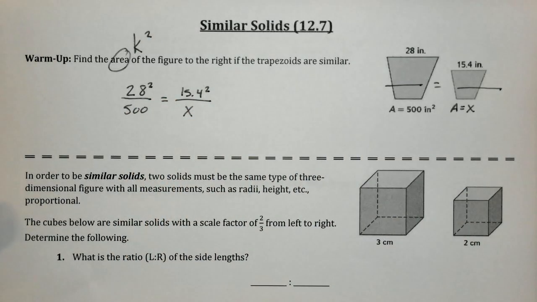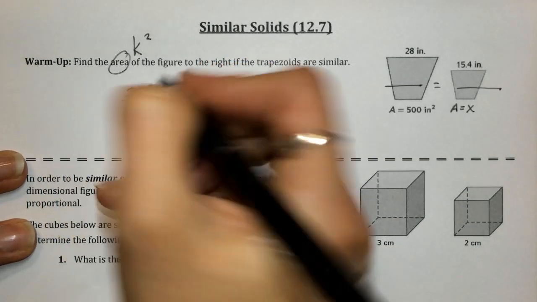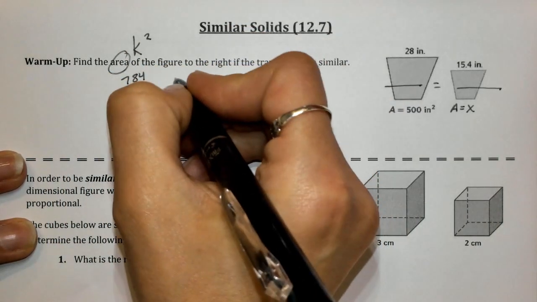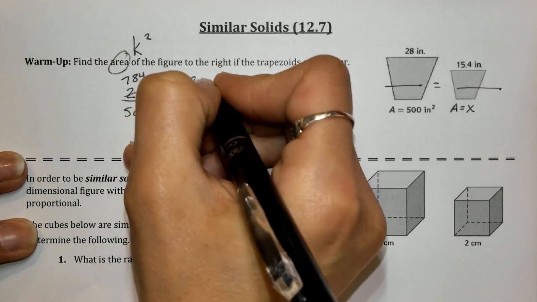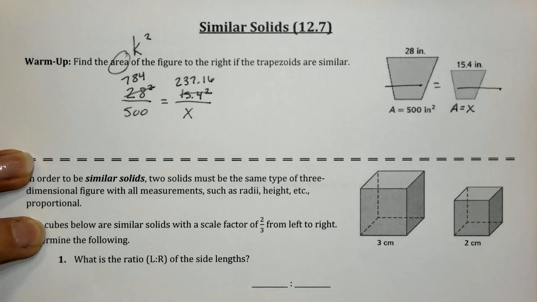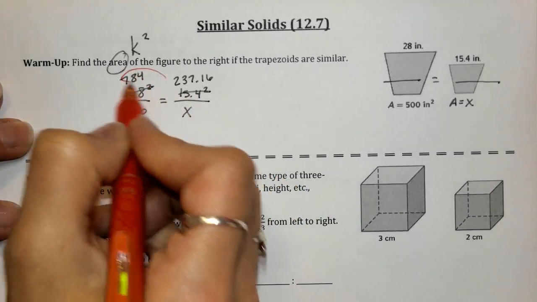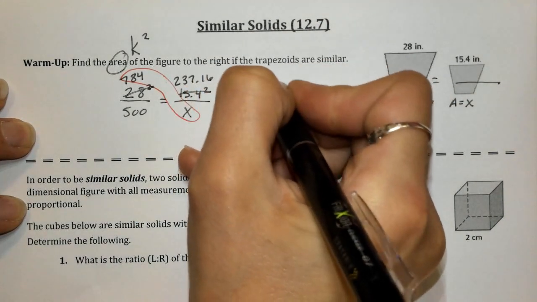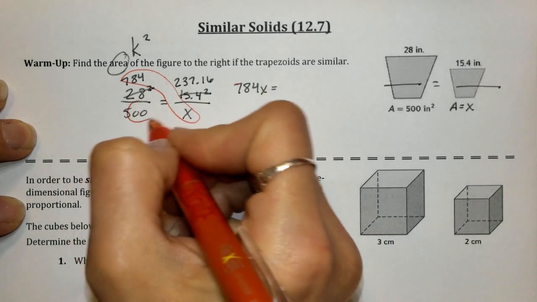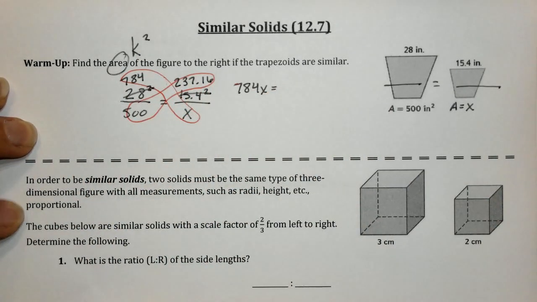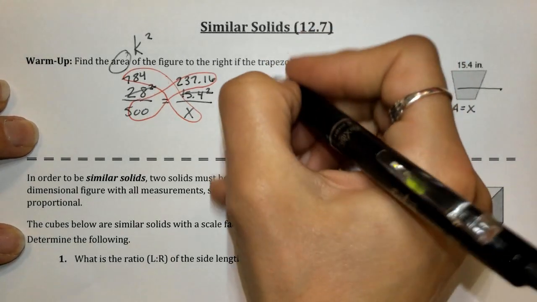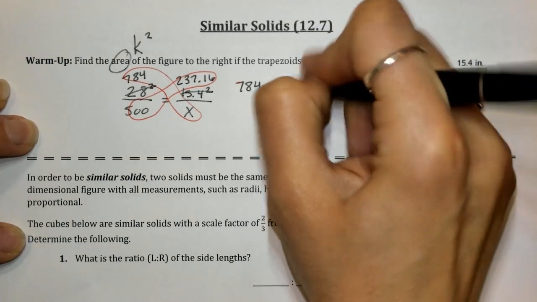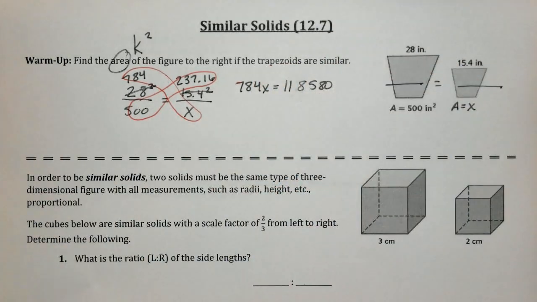I'm going to go ahead and square these numbers before I cross multiply. 28 squared is going to give us 784. And 15.4 squared is going to give us 237.16. So let's go ahead and do our cross multiplying here. 784 is now being multiplied by x. And this will be equal to, we're taking the 500, it's being multiplied by the 237.16 now. Large number, 118,580. And I'll get rid of the comma so it doesn't look like a decimal. And now we just divide and we have our new area.